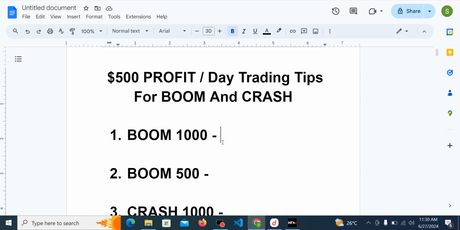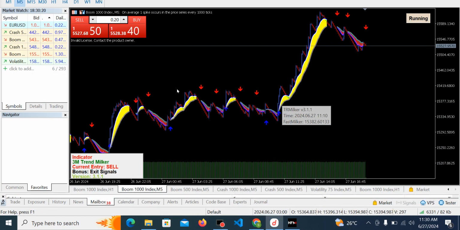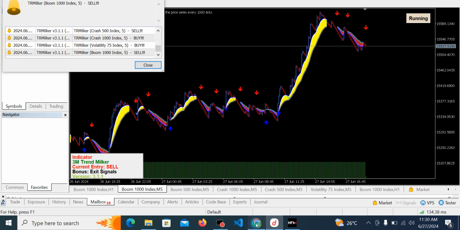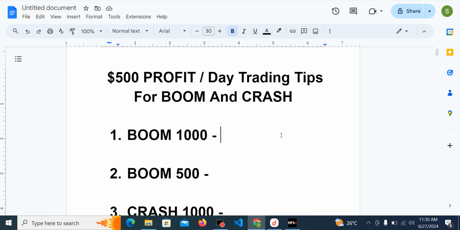Okay guys, quickly let's go straight into what we have right here, starting with Boom 1000. I'm on the 5-minute time frame using the 3M Trend Milka trading indicator, and this started an uptrend right from this support zone. You can see the yellow flag, and it kept on buying, even though it played around there for a while, but broke out above it to get to a new resistance zone. It was unable to break out from there, so it started a downtrend. You can see the red flag and the red arrows, so this is going to give us more of a selling opportunity than a buying opportunity.